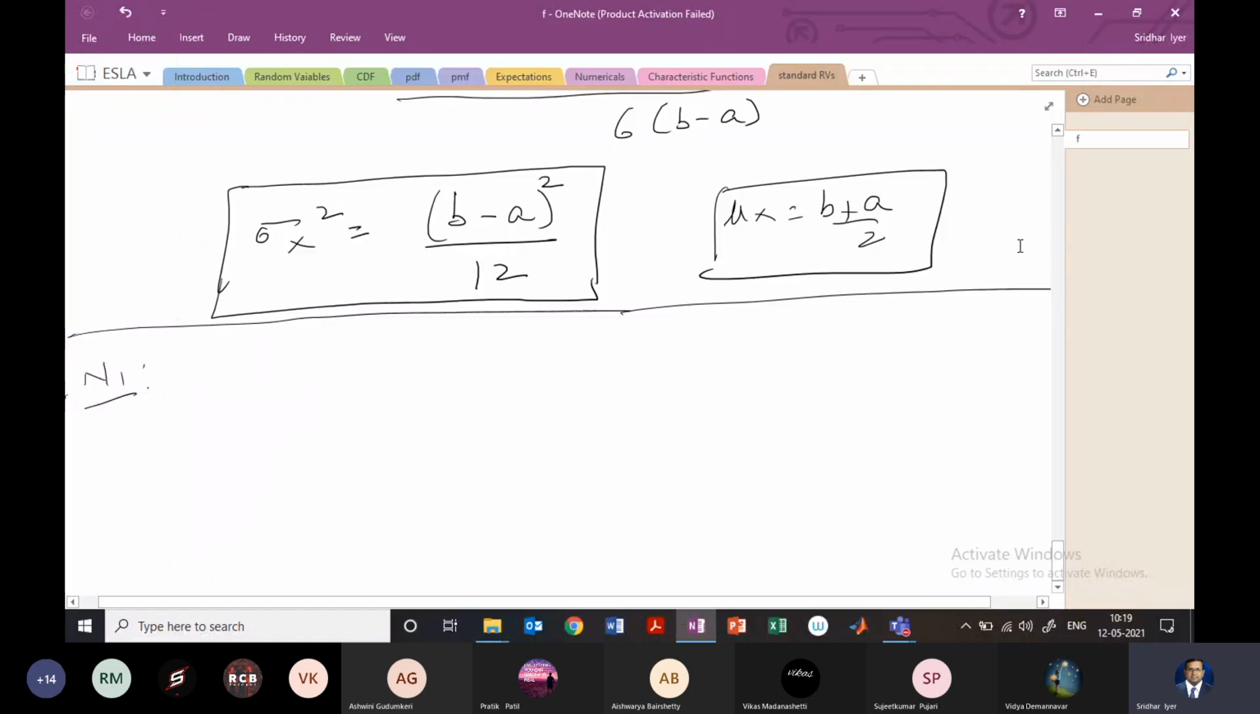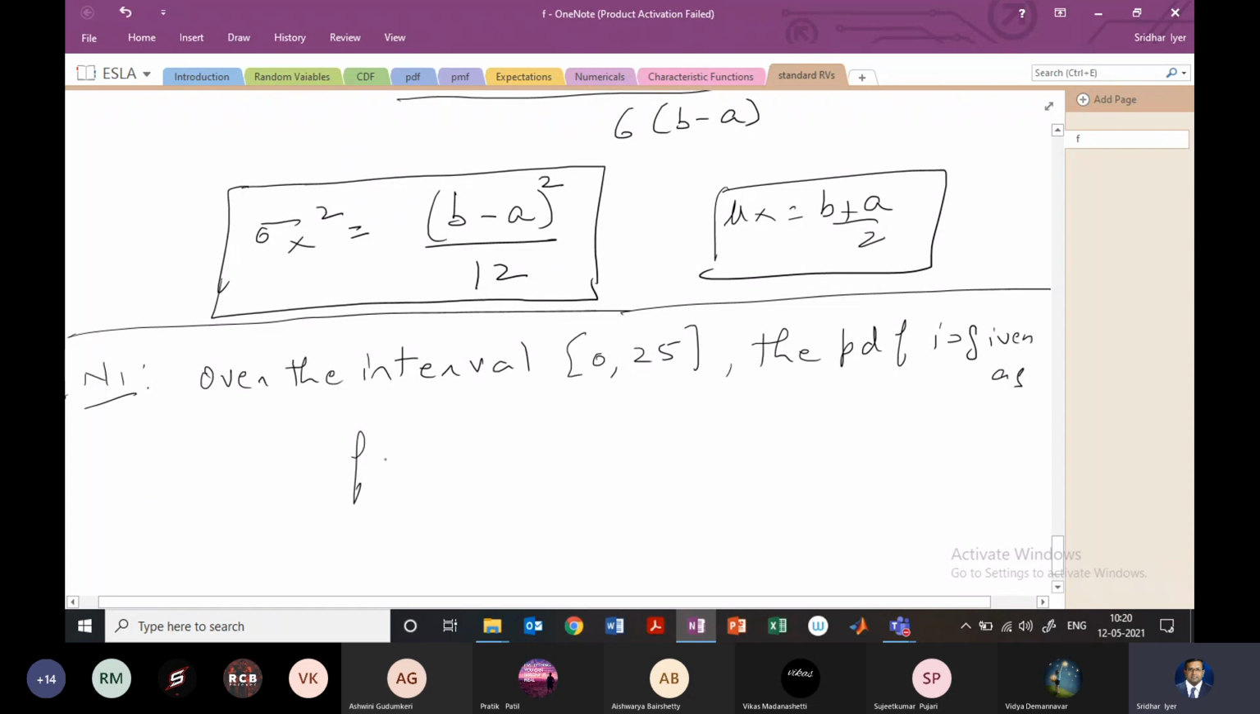Okay, so let's just look at this question. It says over the interval, and the interval is 0, 25. In this interval, the PDF is given as f of x is 1 by (25 minus 0) for 0 less than or equal to x less than or equal to 25 and 0 otherwise.